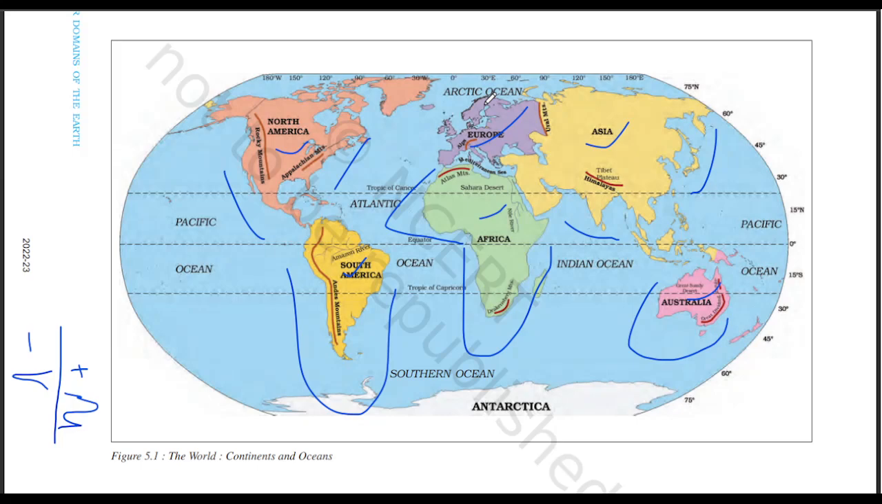You can see the mountain ranges: the Rocky Mountains, the Andes Mountains, the Atlas Mountains, the Ural Mountains, the Alps, the Himalayas, the Western Ghats, and the Great Dividing Range in Australia.